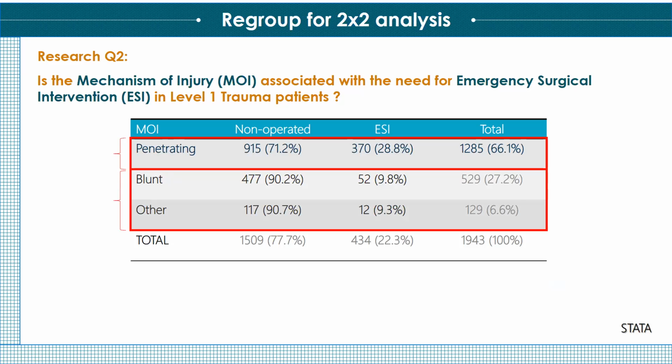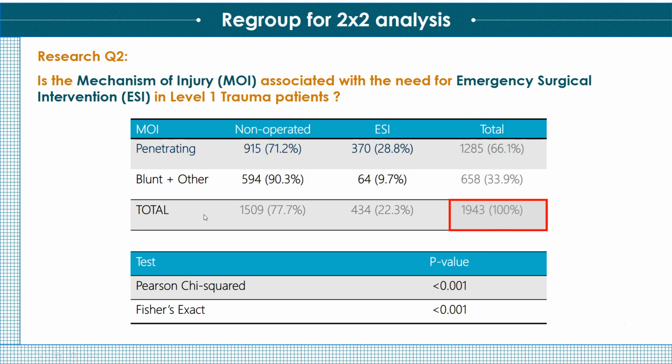But again, as I mentioned before, sometimes you want to regroup so that you have a nice 1 pairwise comparison or a 2-by-2 table. So in this instance, we will combine the categories blunt and other. We will still have our total patient population of 1,943 patients. If we do combine them, this is what it looks like. Again, you'll see that penetrating trauma is 28% as it was before, compared to only 9.7% in any other mechanism of injury patients. So again, our Pearson chi-square and our Fisher's show that this is significantly different.